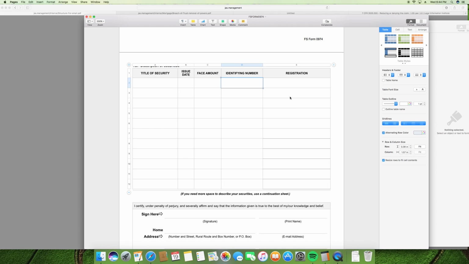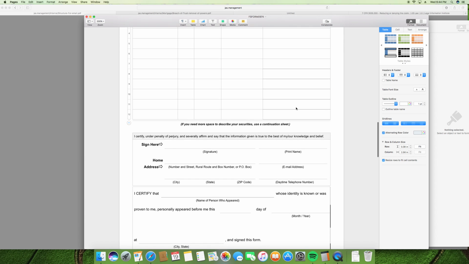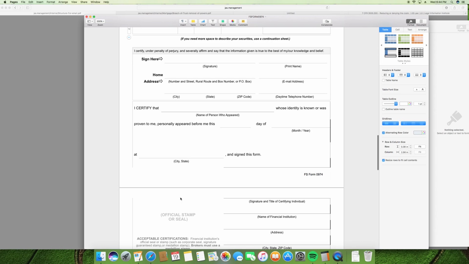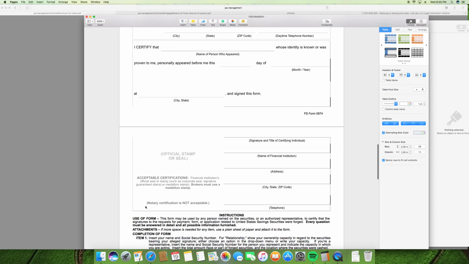Make it go down. Registration. You might put your UCC registration. You know what I'm saying? Figure it out. But this thing has to have a medallion stamp on it. They're telling you right here.